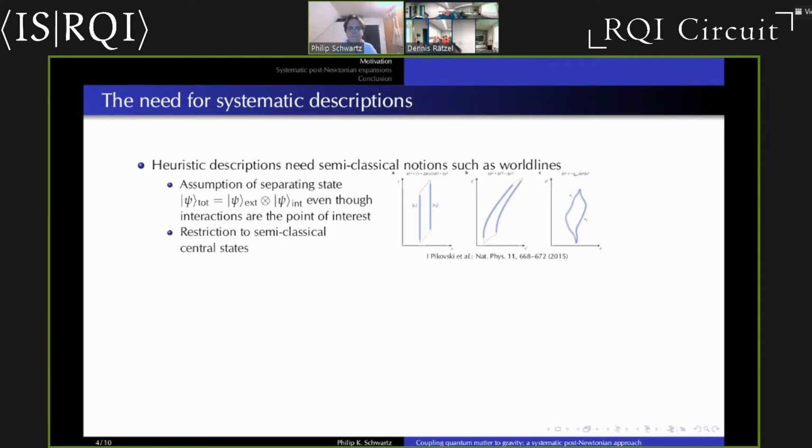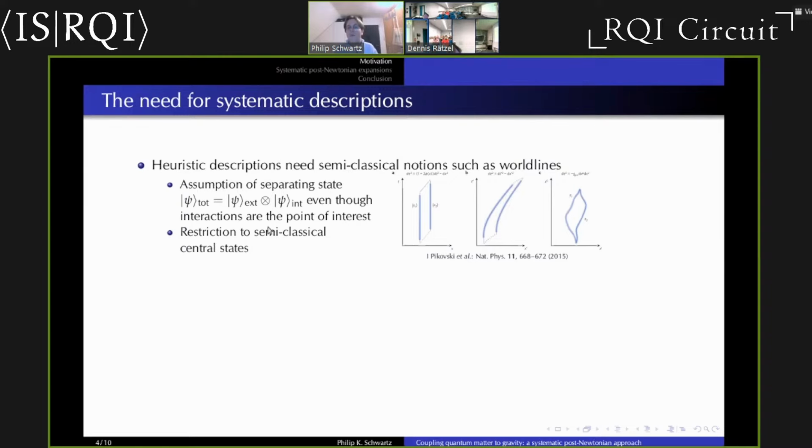So the first one is, I should probably start with the second one. The more fundamental problem is that, if we need to use semi-classical notions to understand this, then we are obviously restricted to the situation where we have semi-classical states. And so these methods don't help us to understand the situation for more general quantum states.